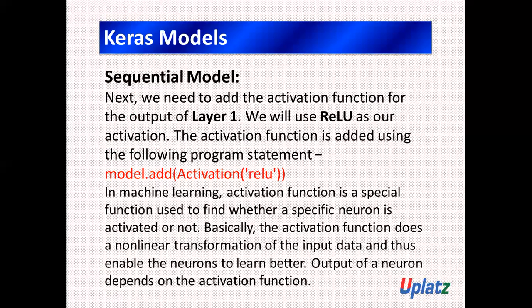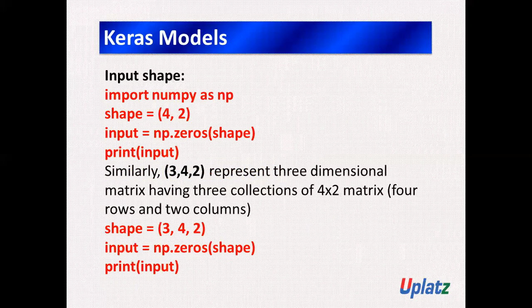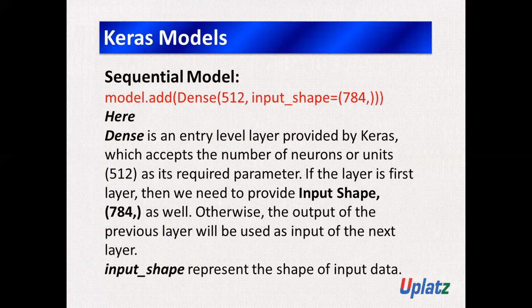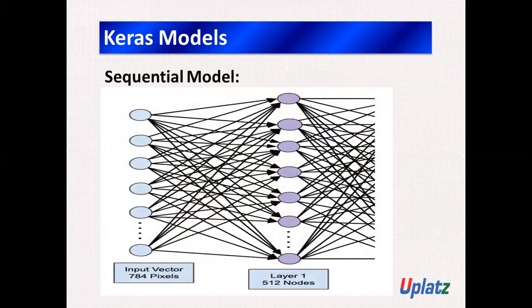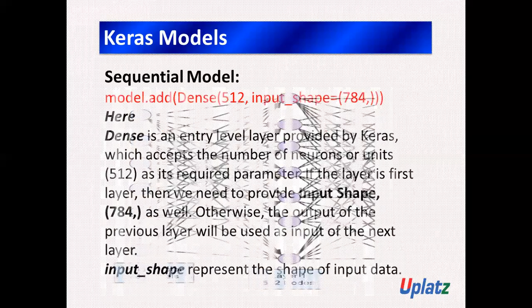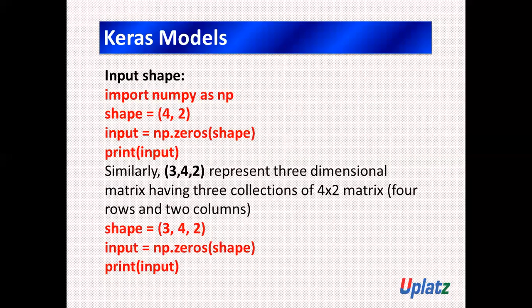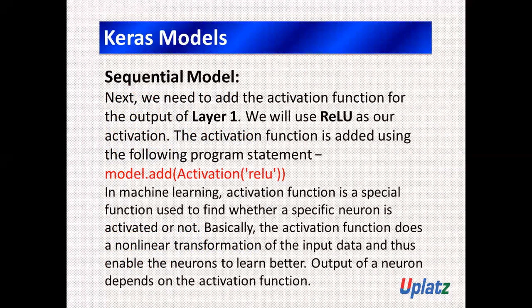So you might think, what is this activation? After adding the input layer, we need to add the activation function for the output of layer 1. What is layer 1? How does it look? See here. Can you see this? Layer 1 with 512 nodes. So after adding the input layer, we add the activation function for the output of layer 1. We will use the rectified linear unit as our activation, added using model.add(Activation('relu')). So here you might think, what is the activation?